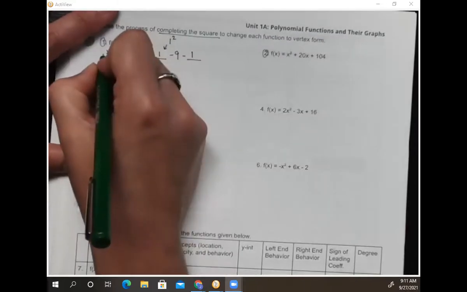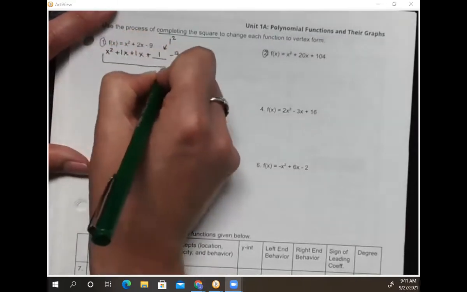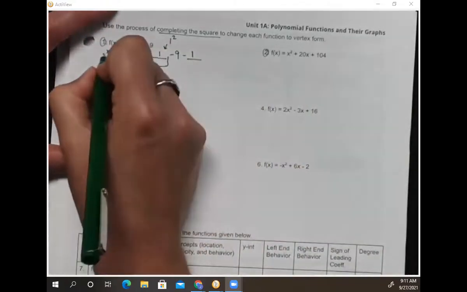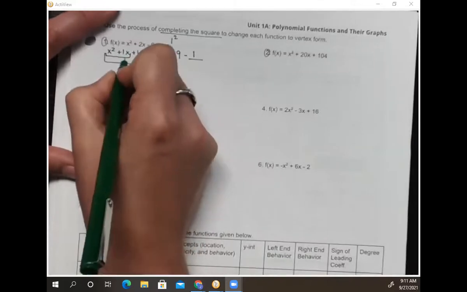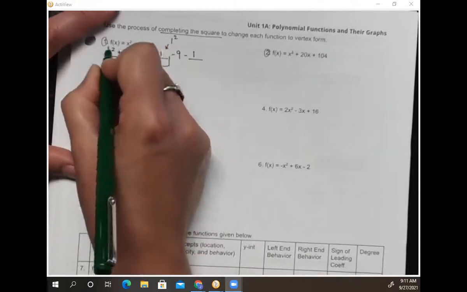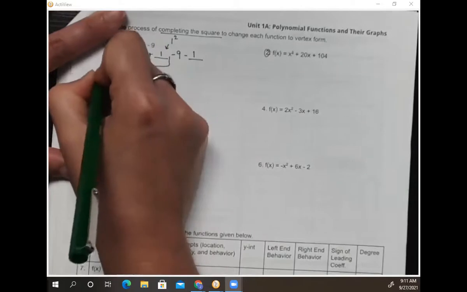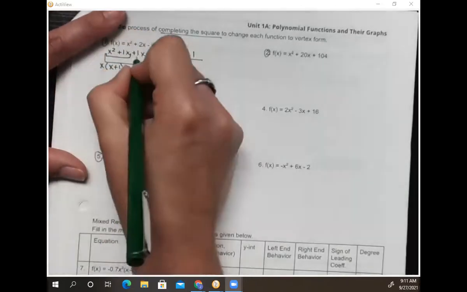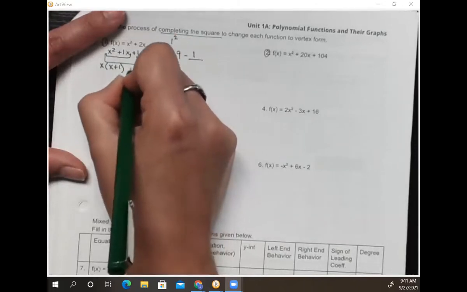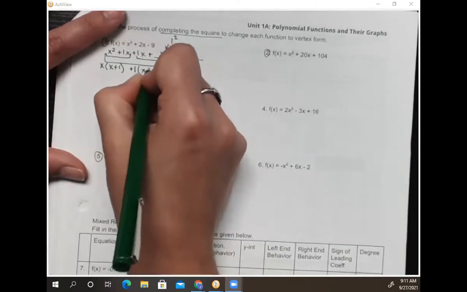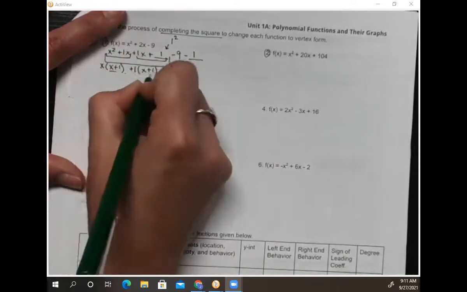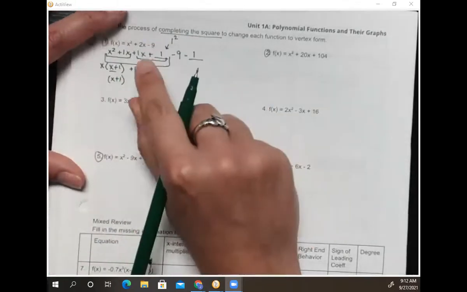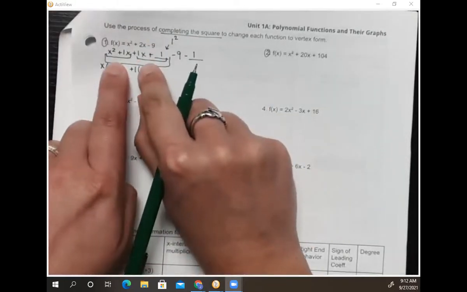And now my first 4 terms, this chunk right here, that's something that's going to factor really nicely. Since it's 4 terms, you can use grouping if you'd like, and I believe that's what I did in the video that you watched for homework last week. The GCF for my first group is x. That leaves me with x plus 1. The GCF for my second group would be 1, leaving me with x plus 1. The stuff in parentheses is the same. So that's my new GCF that I pull out. And I'm left with x plus 1.